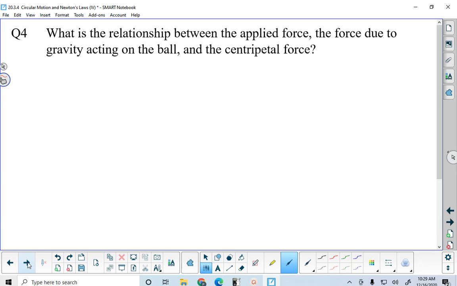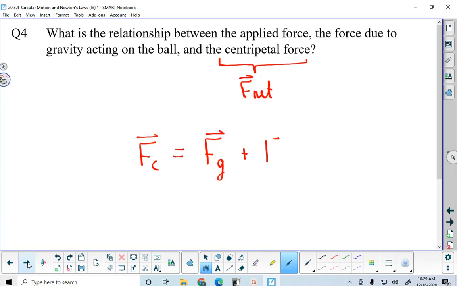The next question says, what is the relationship between the applied force, the force due to friction, and the centripetal force? Well, don't forget, centripetal force is net force. So the relationship is, and what I'm about to write is true whether the ball is at the top or the bottom. The net force, which is the centripetal force, will always be equal to, for vertical circular motion, the gravitational force and the applied force added together.